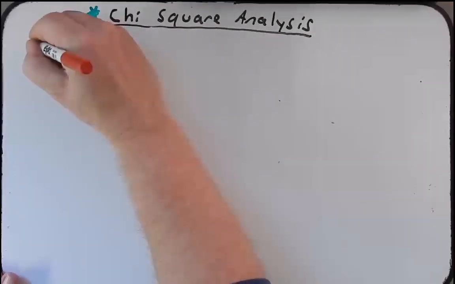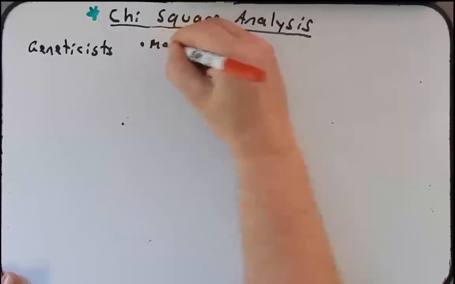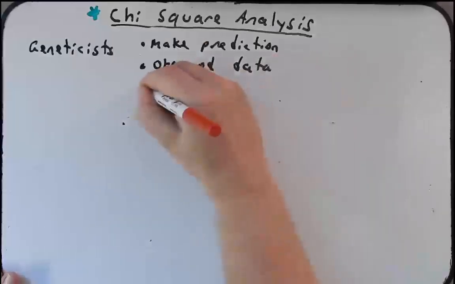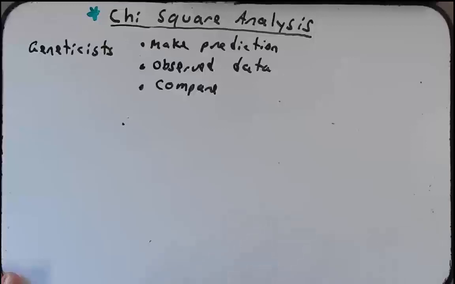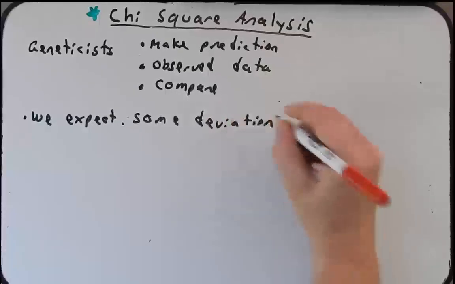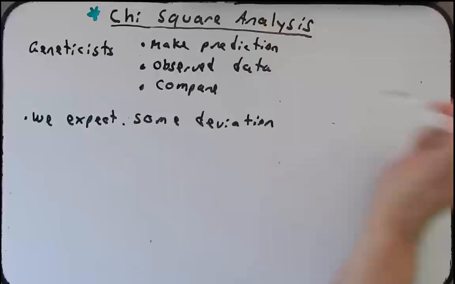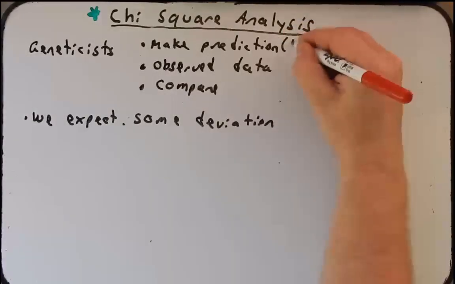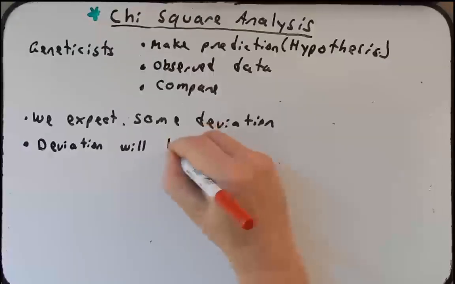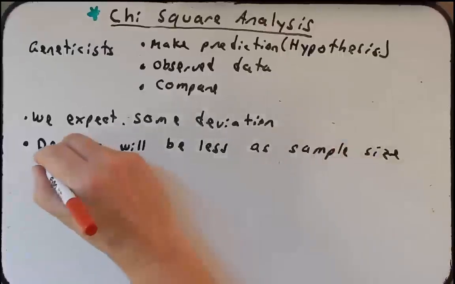Now remember what we said, is that geneticists will first make a prediction, do the experiment and gather their observed data, and then they will compare their prediction to their observed data. We always expect some deviation between observed and predicted. So if we predict a 3-to-1 ratio, our observations are not likely to be exactly 3-to-1. But the question is, how much of a deviation is okay for a prediction, or we might say hypothesis, to be supported? We also know that deviation will be less as sample size increases.